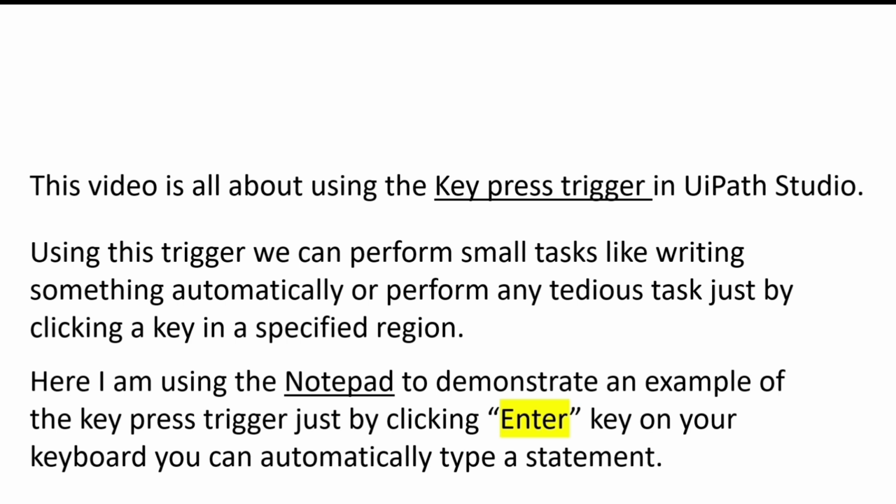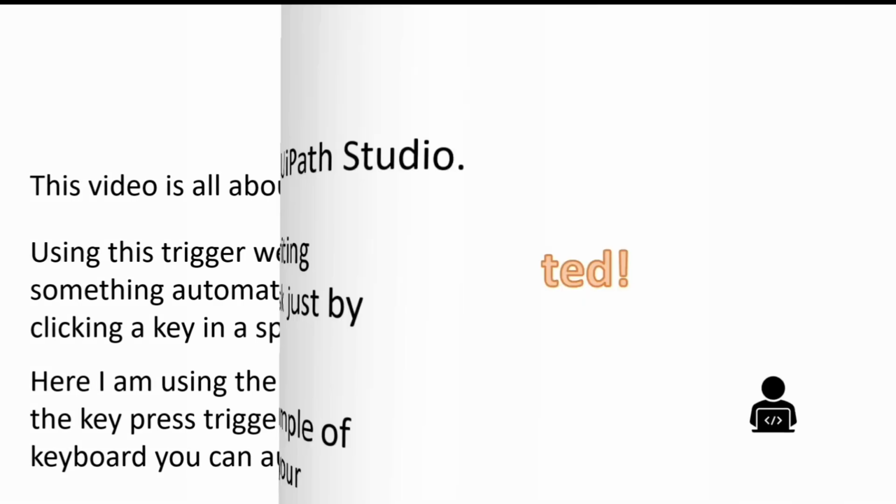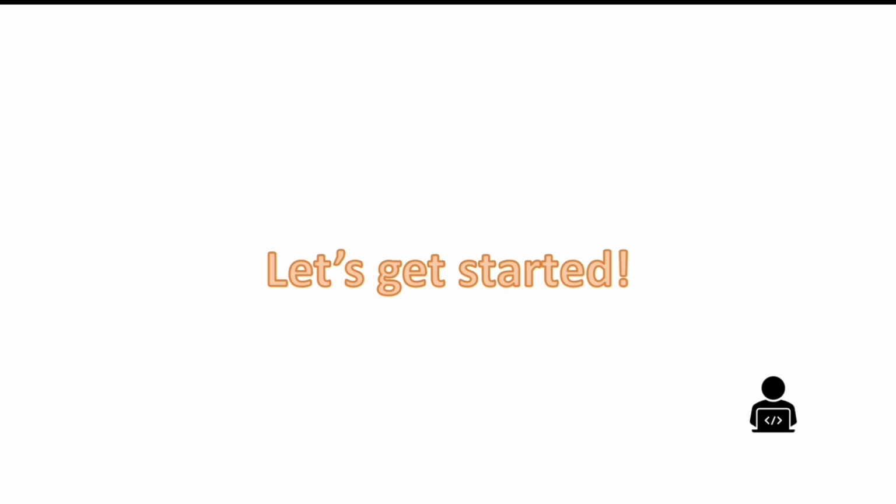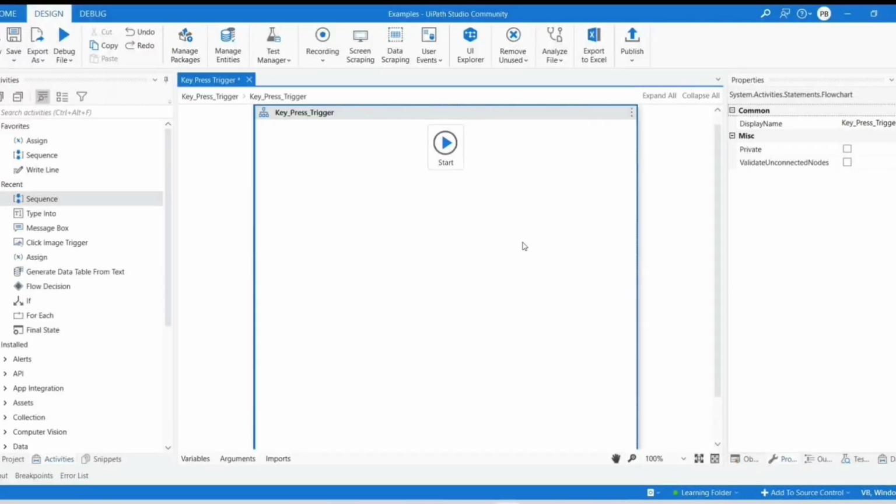Here I am using the Notepad to demonstrate an example of the key press trigger. Just by clicking Enter key on your keyboard, you can automatically type a statement. Let's get started. Create a flowchart activity and give an appropriate name.